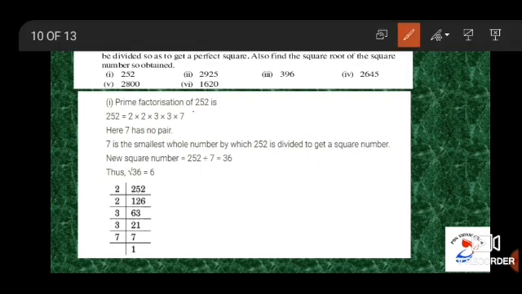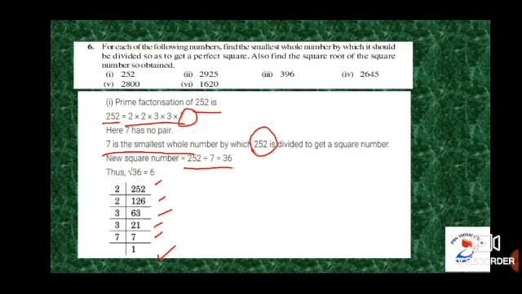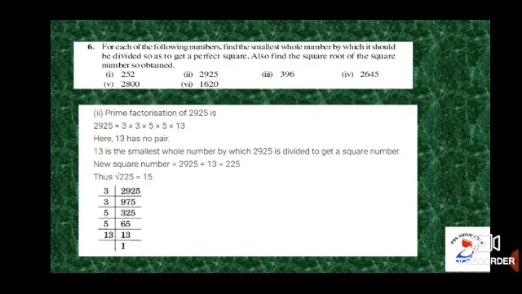Subdivision 1, the question is 252. We have to find out the prime factors of 252. Let us first find it out. 252 by 2 is 126. 126 by 2 is 63. 63 by 3 is 21. 21 by 3 is 7. And 7 divided by 7 is 1. So here again, we have written the factors. We have found out that the number 7 has no pair. So 7 is the smallest whole number by which you have to divide 252. On dividing 252 by 7, the result is 36. Let us find out the square root of 36. So the square root of 36 is equal to 6. This completes subdivision 1. Let us move on to the next subdivision.